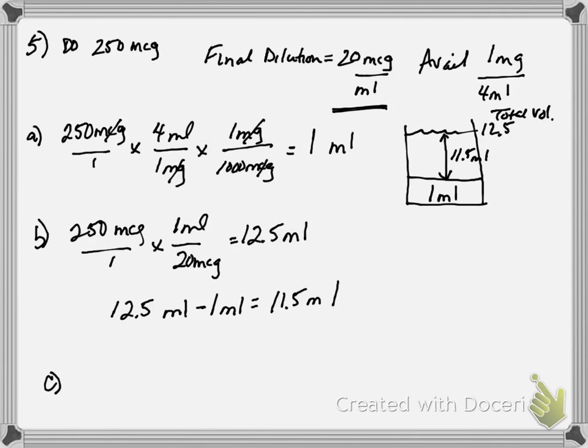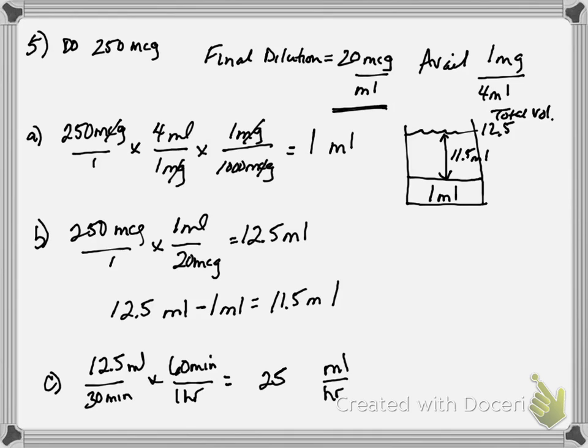And the last part of the problem is asking me to set the pump in mLs per hour. I go back to the total volume, which is the 12.5 mLs, and it says to administer it over 30 minutes. I do a time conversion, 60 minutes is 1 hour, and that gives me 25 mLs per hour.